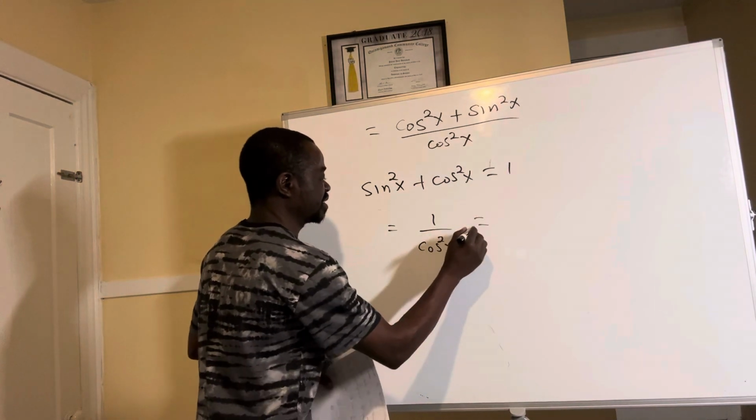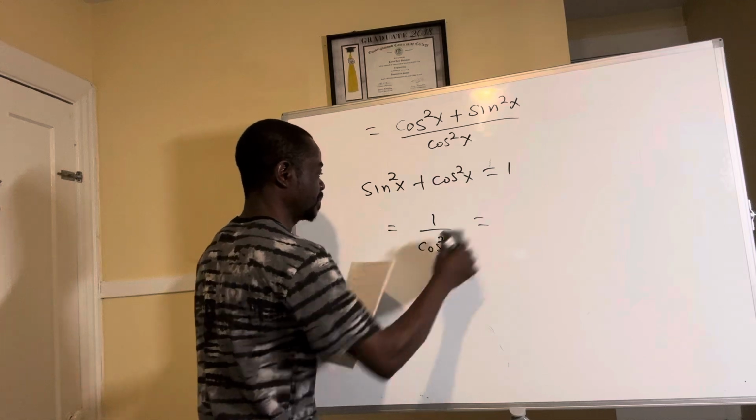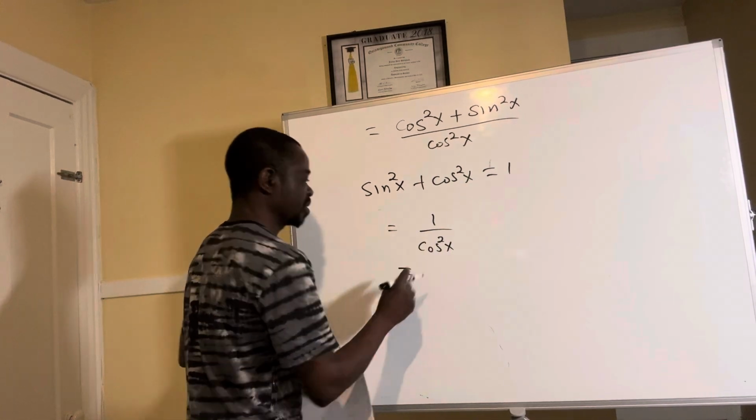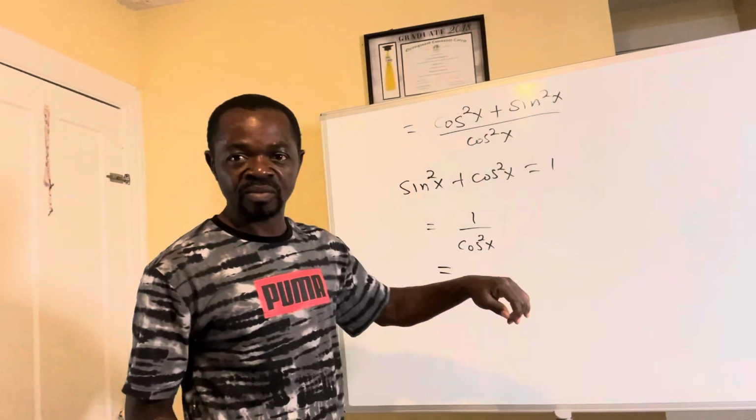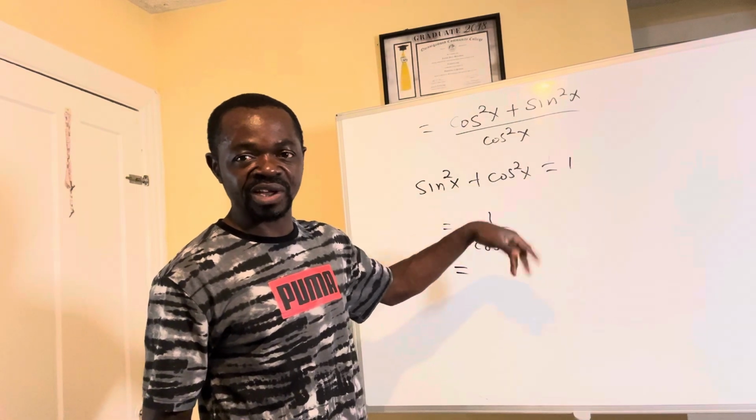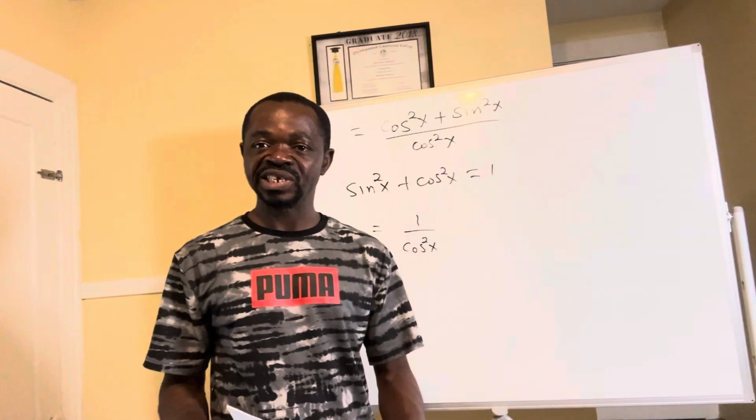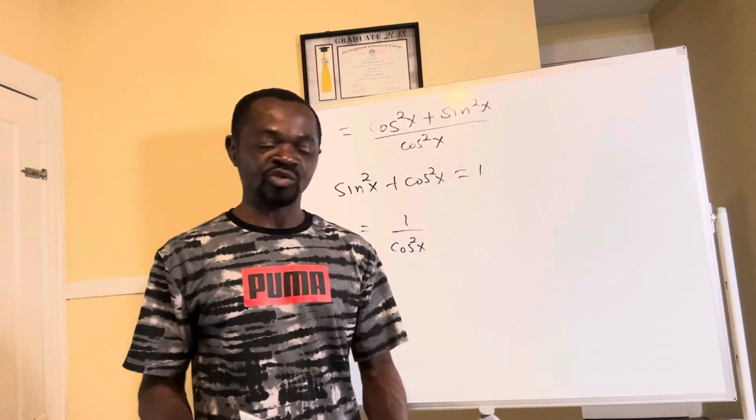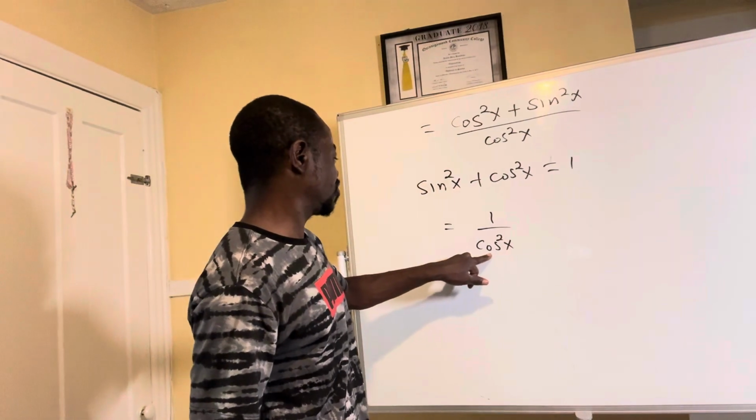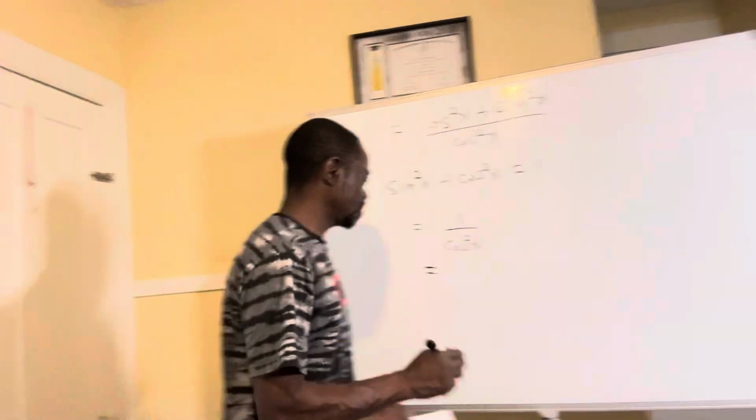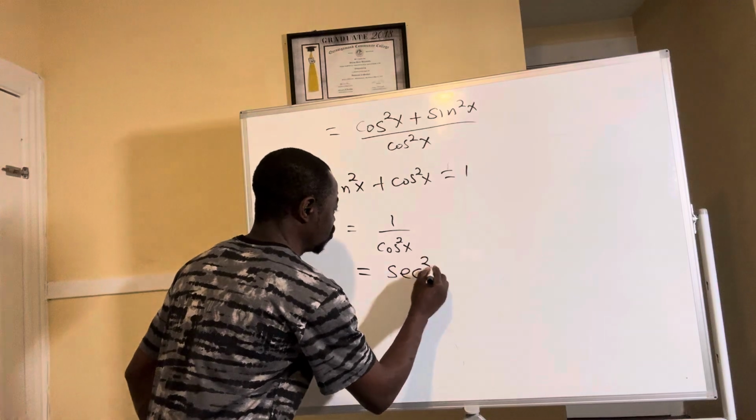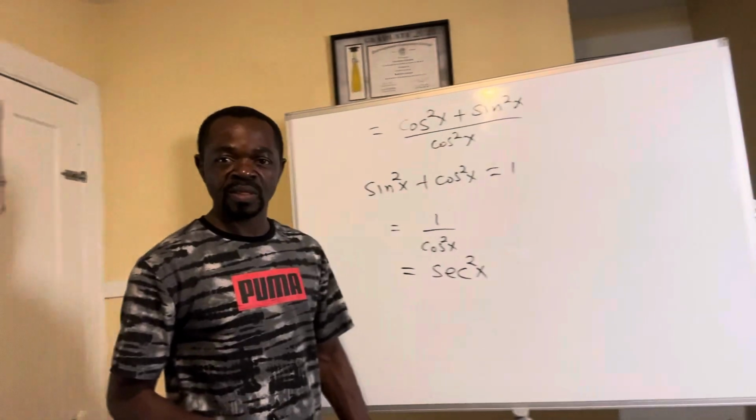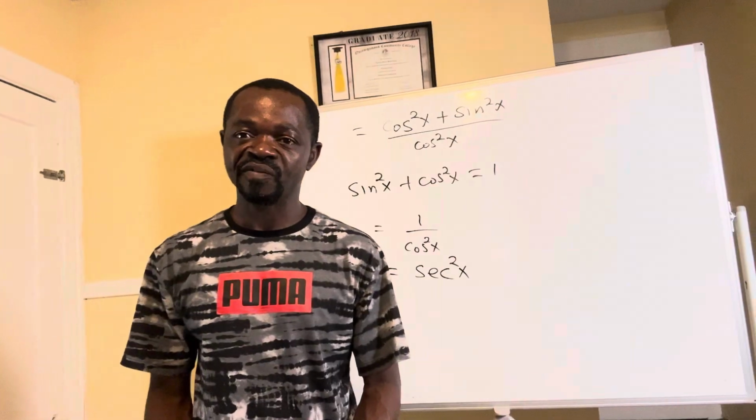And that gives us, if we take 1 divided by cos of x, that gives us secant of x. Since this term is squared, it is simply sec square of x. And that is our final answer.